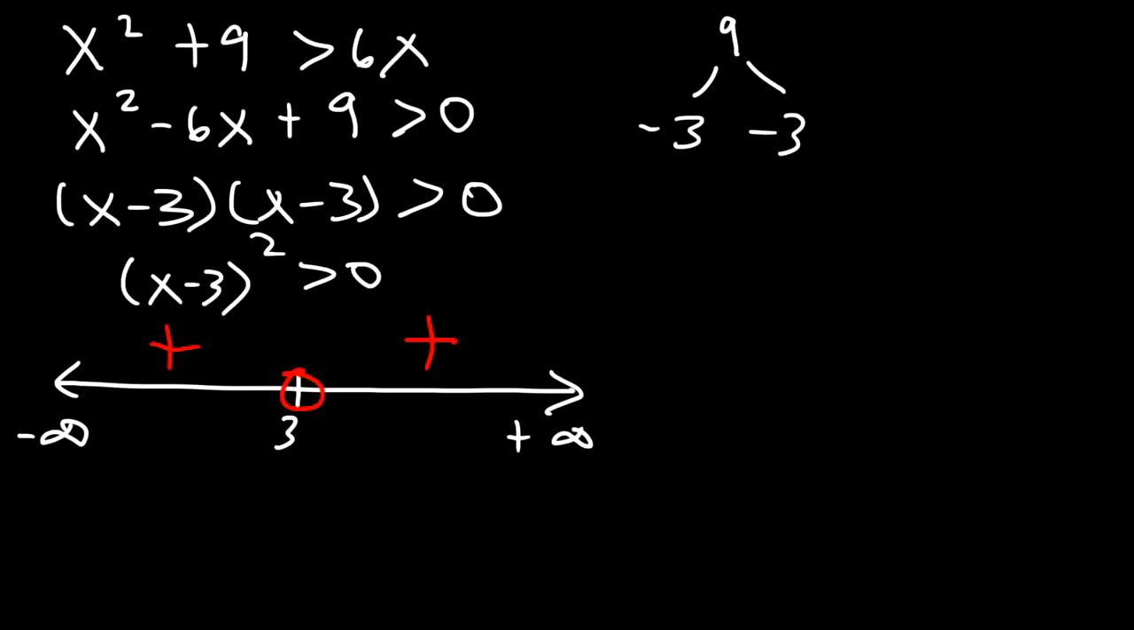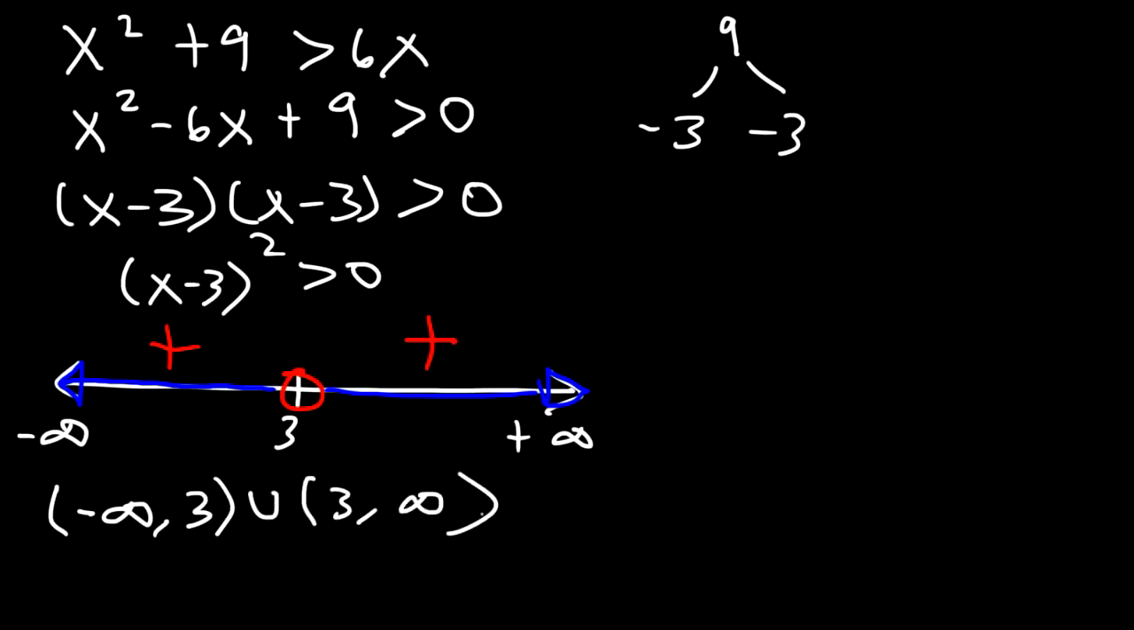At 3 it is equal to 0. We only want the solutions where it's positive. So we need to shade the left side and also the right side, just not the middle. So therefore, we can write the answer in interval notation as negative infinity to 3, not including 3, union 3 to infinity. So as an inequality, we could say that x is less than 3 or x is greater than 3, but it doesn't equal 3. So that's the solution for this particular quadratic inequality.